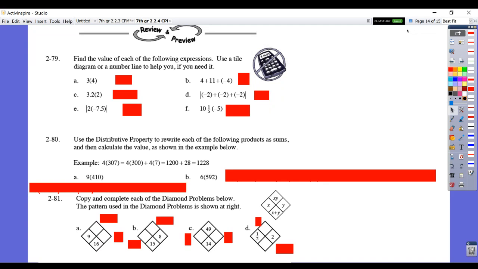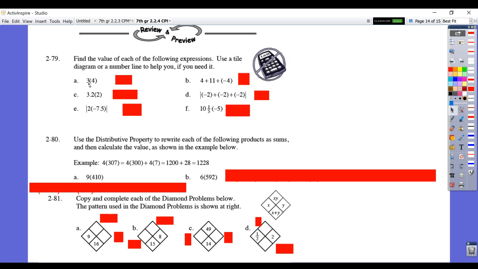This video is to help you with the homework for section 2.2.4. So the first thing you're going to do for 279 is to find the value of these expressions. You can use a tile diagram, which would be like the integer tiles we talked about, or a number line to help if you need it, but it's not required.